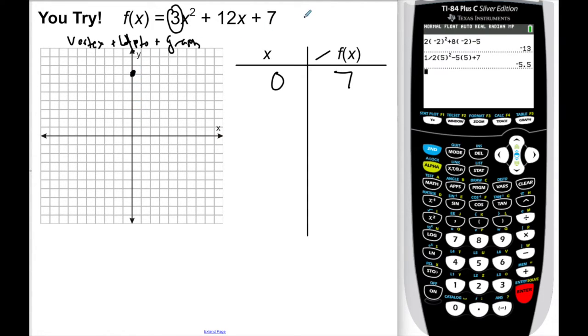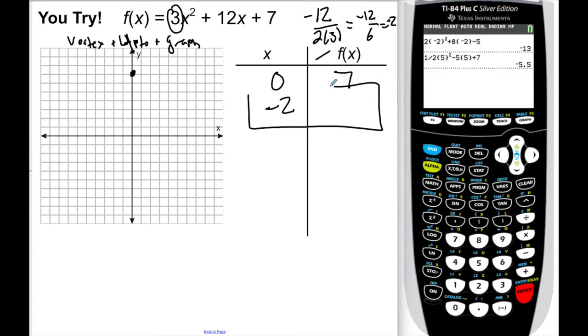now I'll find the vertex, so it's negative 12 over 2 times 3, which is negative 12 over 6, which is negative 2, and that makes sense. Because if this is positive and this is positive, well, negative b will be a negative. Well, this is a positive, so 2a will be positive, and a negative over a positive is a negative. Okay, so the x of the vertex is negative 2, so this is the vertex.